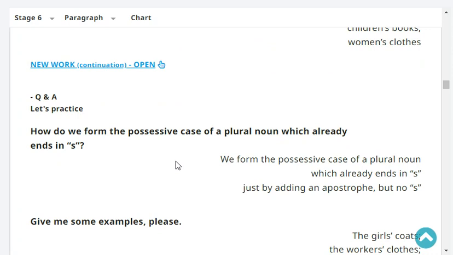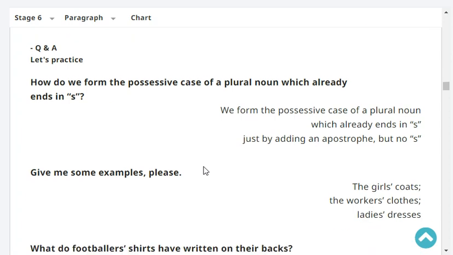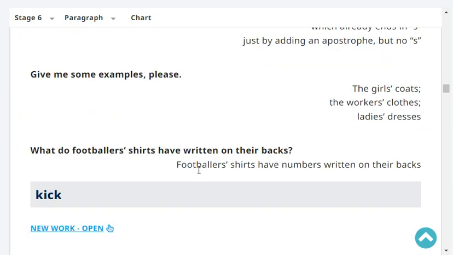How do we form the possessive case of plural nouns which already end in S? We form the possessive case of plural nouns which already end in S just by adding an apostrophe but no S. Give me some examples, please. The worker's clothes, ladies' dresses. Very good.